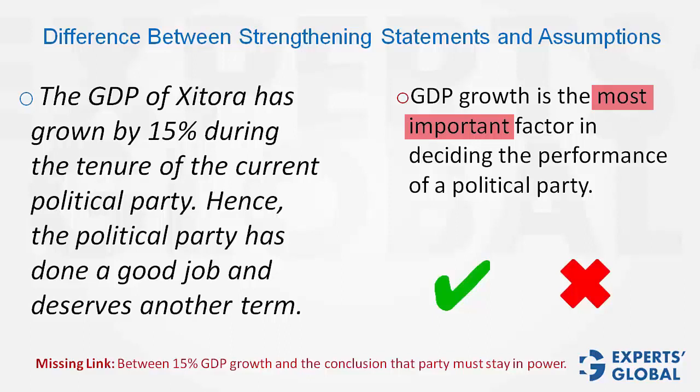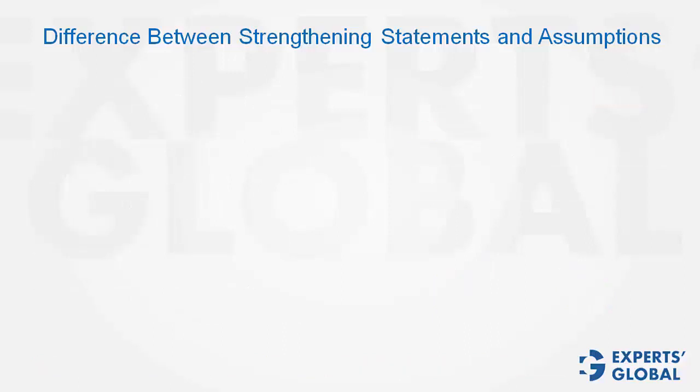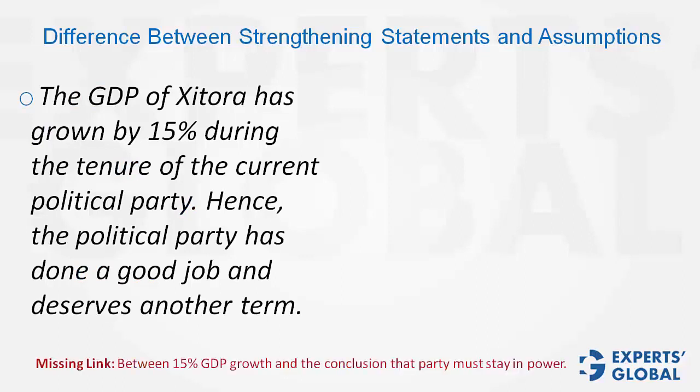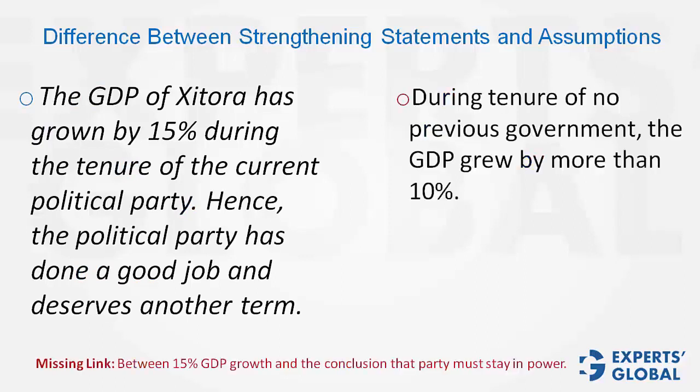A very important slide. This explains the difference between a strengthening statement and an assumption. The earlier you understand this distinction, the easier your life will be on the GMAT critical reasoning questions. One more example. The same argument, the same missing link, a different answer choice. If no previous government led to a GDP growth of more than 10% and the current government has led to a growth of 15%, definitely the gap, the missing link between 15% GDP growth and the performance is filled, and the argument is strengthened. This will work very well as a strengthening statement.